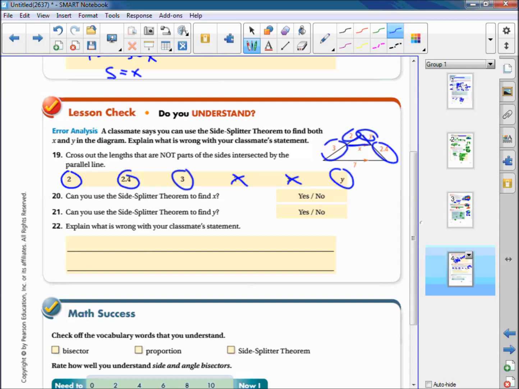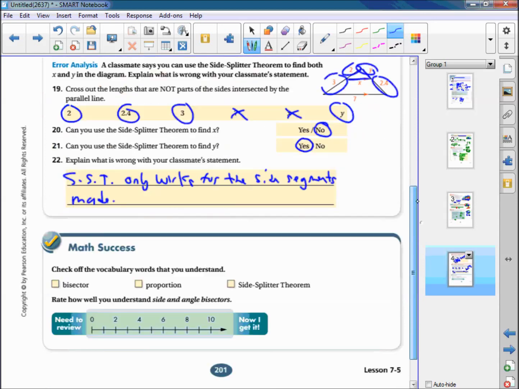So can you use the side splitter theorem to find x? And this is no. That's not part of our sides, but we could use it to find y. All right, so explain what is wrong with your classmate's statement, and you could say something like this: the side splitter theorem only works for the side segments that were split, not for that middle part.